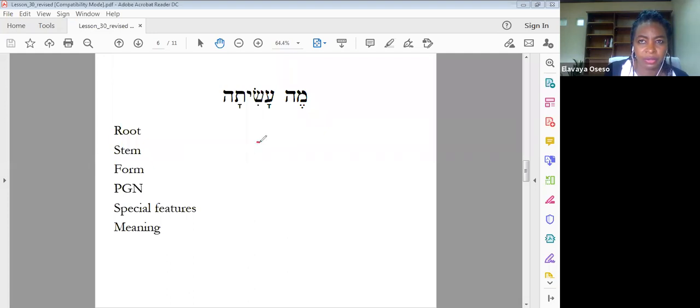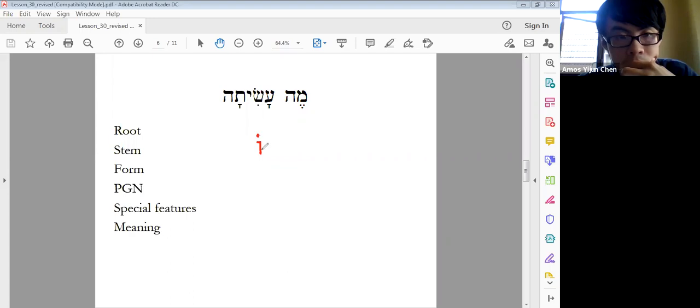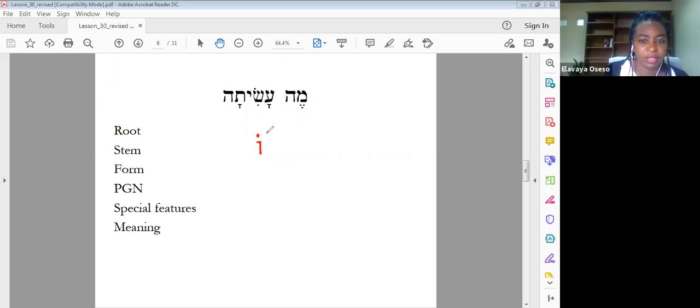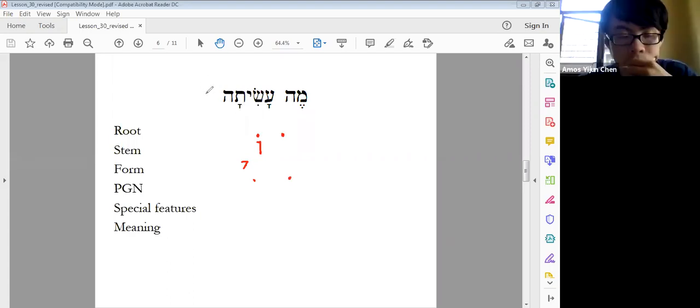Plene writing means, you see, like we can write holem like this. This is holem plene. But we can also have holem like this. You see, we can have hireq plene, but then we can also just have the hireq. So this is the plene writing of qamets. Okay, I see. Thank you.